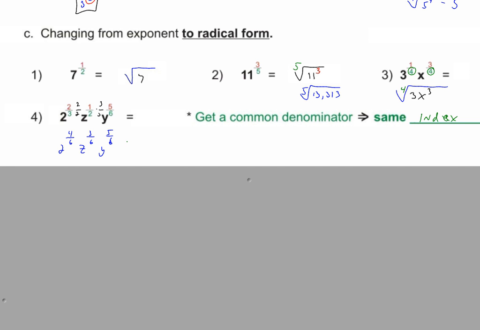So what is our index? 6. So now we have a 6th root. Our first number is going to be 2 to what power? Z cubed, y to the 5th. And do we leave it 2 to the 4th? Now, numbers you got to multiply out. 2 times 2 is 4, times 2 is 8, times 2 is 16. That's the 6th root of 16.